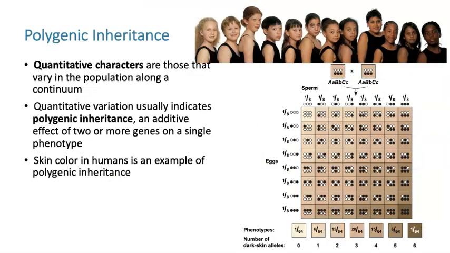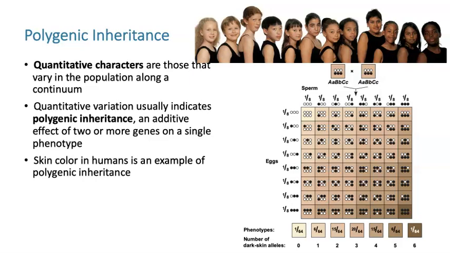In human skin color, things are a little bit different. Instead of being, you can only be 3 colors, right? Like in the Labradors, it's black, brown, or yellow. That's it. That's all you get. With humans, you get a whole range of colors. Look at all these beautiful colors here.